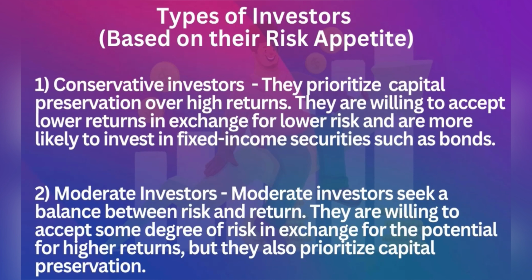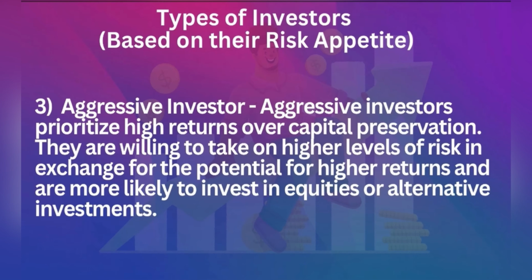Then come moderate investors who seek a balance between risk and return. They are willing to accept some degree of risk in exchange for the potential for higher returns, but they also prioritize capital preservation. Last is aggressive investors who prioritize high returns over capital preservation. They are willing to take on higher levels of risk in exchange for the potential for higher returns and are more likely to invest in equities or alternative investments.